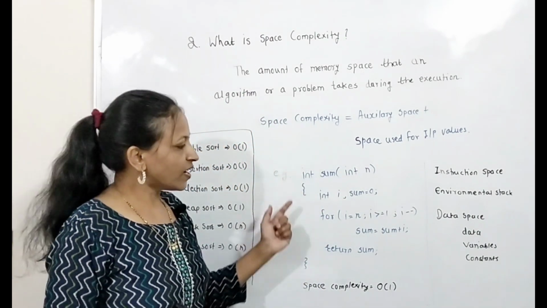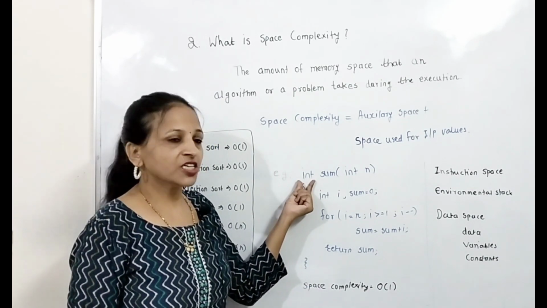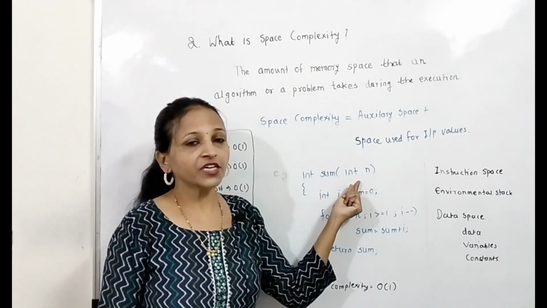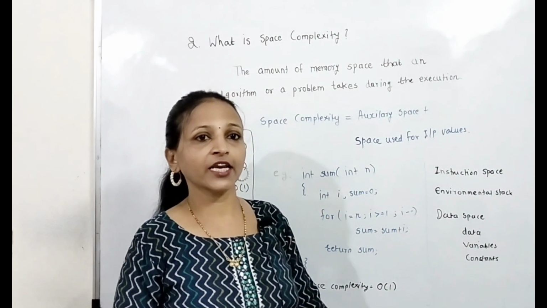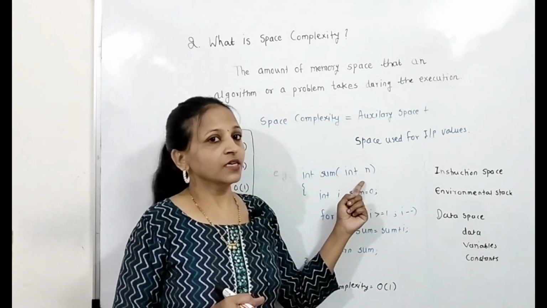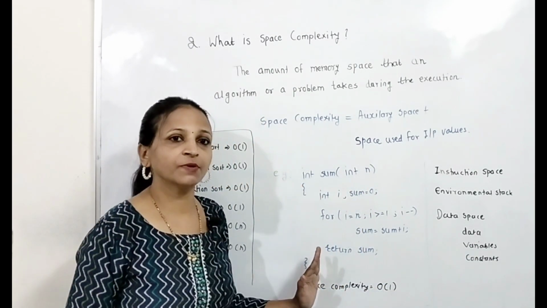Now here, one function is written in C language, returning one integer value, and here n is the argument. This function calculates the sum of natural numbers up to n, that is, the first n natural numbers. For that this function has been written.